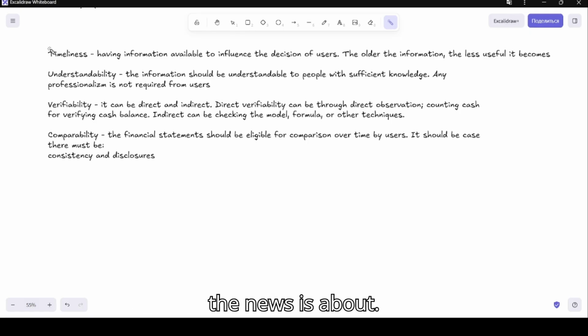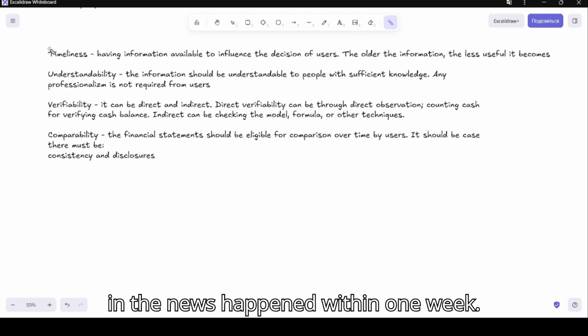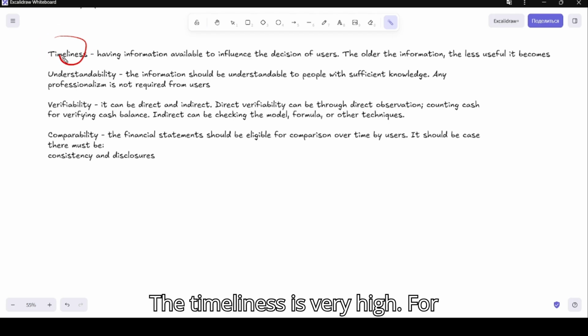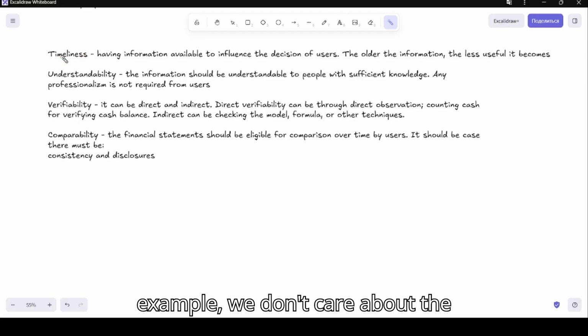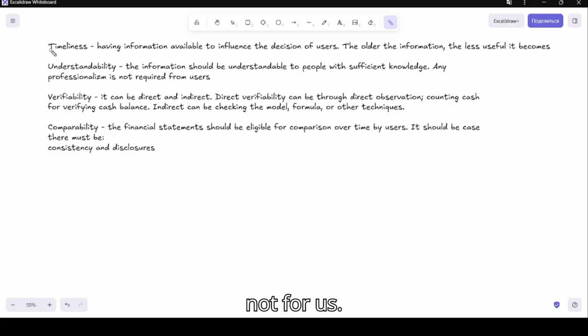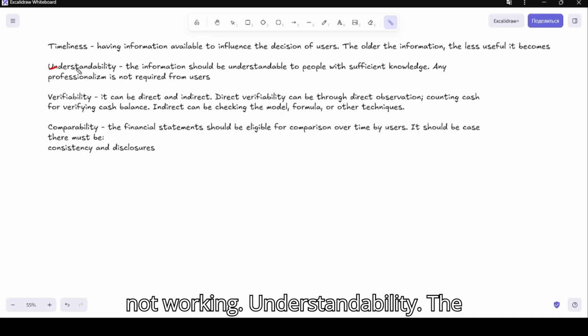Timeliness. Having information available to influence the decision of users. The older the information, the less useful it becomes. We can take the news as an example in this case. Timeliness works there. For example, if the events in the news happened within 1 week, the timeliness is very high. We don't care about events in the news that happened 1 month or 3 months or 1 year ago, because they are not relevant, they are not for us. In this case, timeliness is not working.